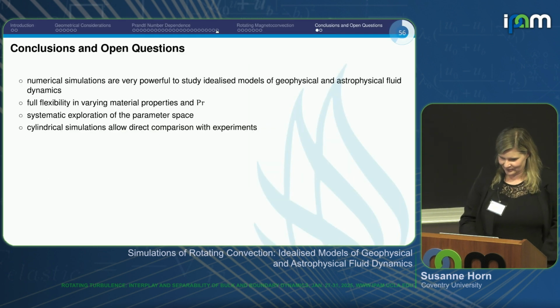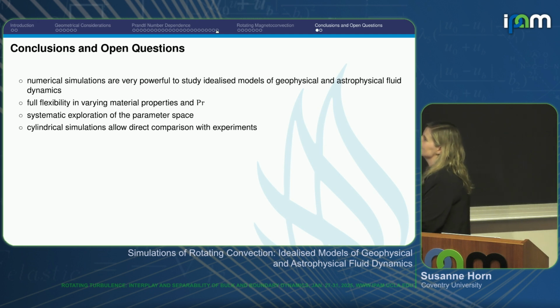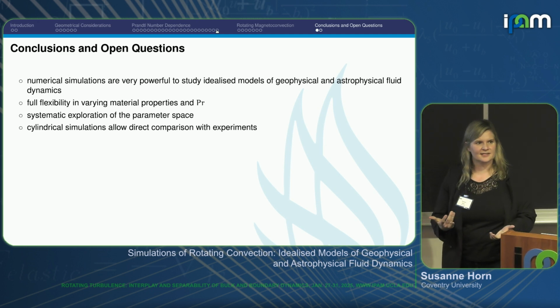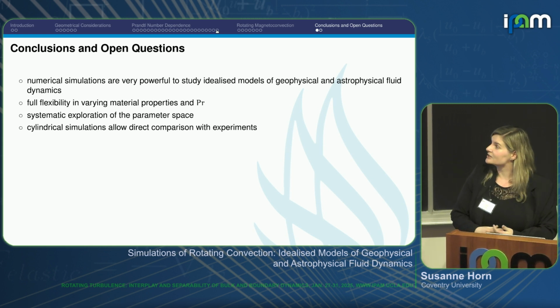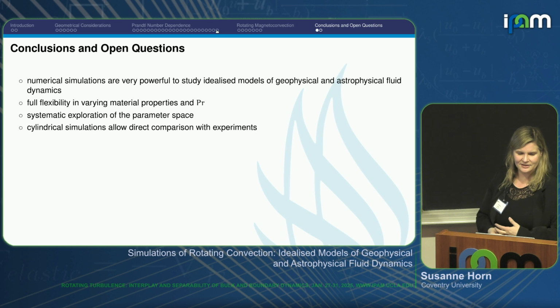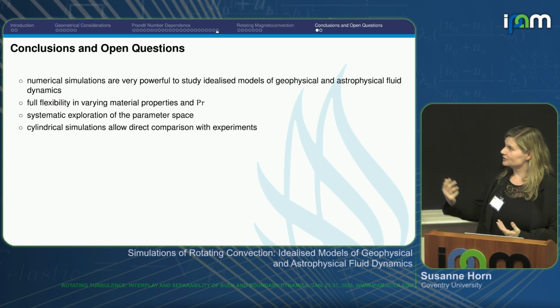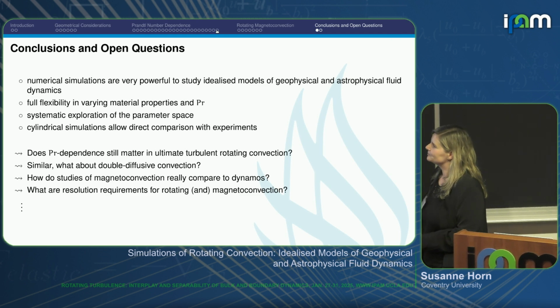So that brings me to my conclusions. If we use numerical simulations, we are able to get rid of all the complications of experiments and idealize our system. We have perfect control over our equations. One of the important things, I think, is that we have full flexibility in varying our Prandtl number and systematically exploring it. And I think that's one of the things we should really focus on: what's the influence of the Prandtl number? The nice thing about the cylindrical simulations is that we can compare to the experiments.